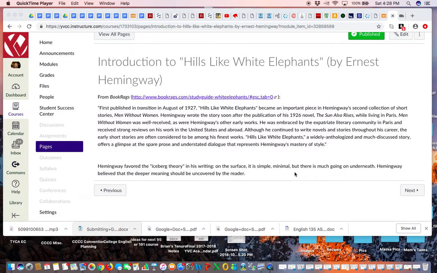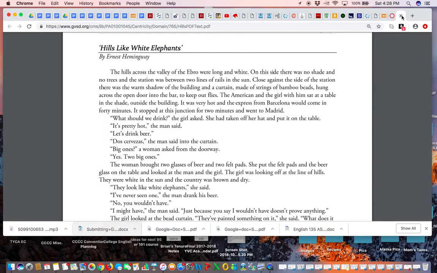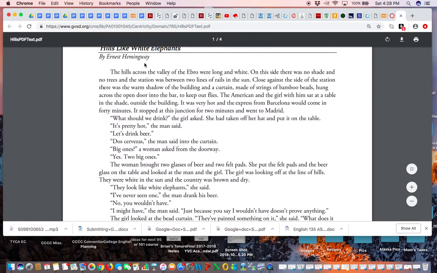I know Hemingway has this pretty simple, easy to understand writing style, but under the surface, there's a lot more going on than you may realize. And I think that's pretty clear in this story. It's a very short story. It's just a conversation between two people, but they're talking about something pretty deep and meaningful if we can pick it apart. My next part of previewing would be to look at the title.